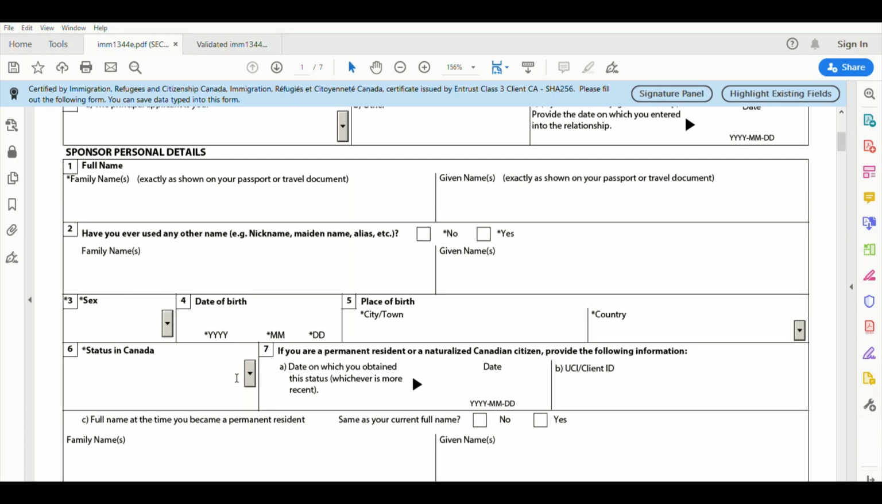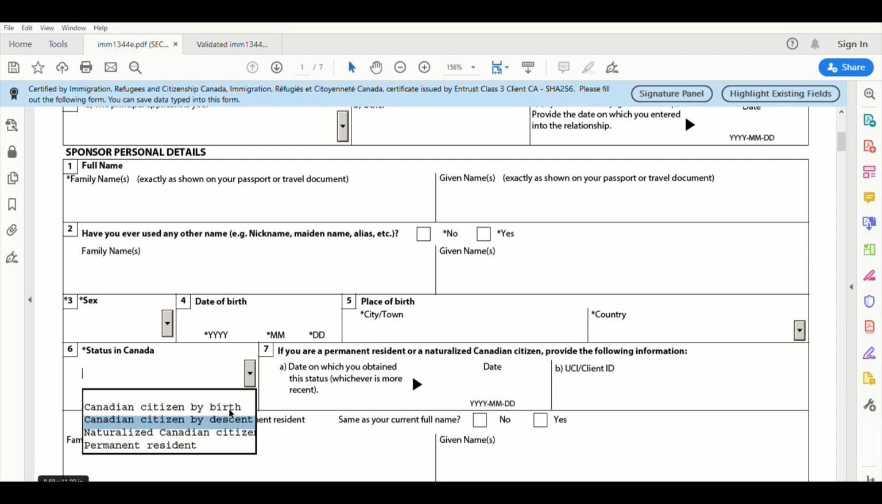Regarding the status in Canada, we have here 4 options. Some people are not familiar with the term Canadian citizen by descent. It basically means that someone is a Canadian because that person was born to a Canadian, so the connection is bloodline. Canadian citizen by birth: there the Canadian is born in Canada, so the connection is the place of birth. And naturalized Canadian citizen basically means that someone became a Canadian citizen through the formal process by the law.